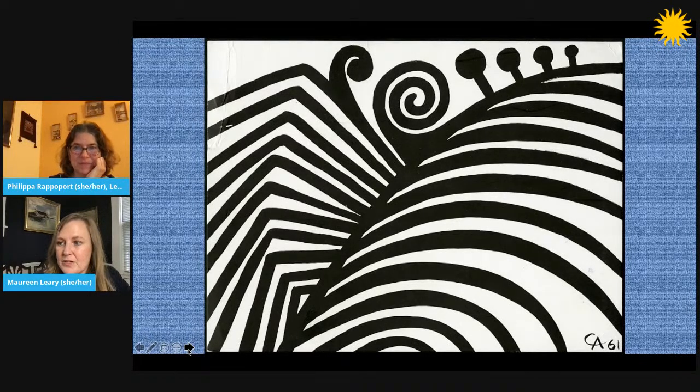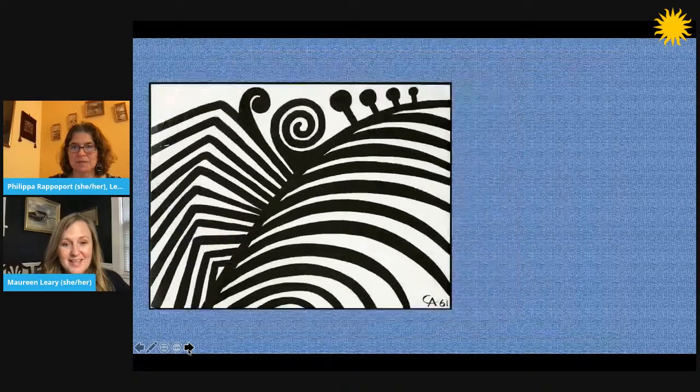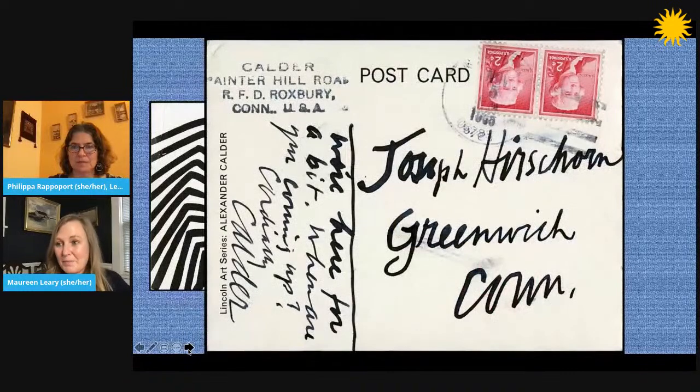So there's no title for this artwork given, but it's a really fun shape that could be a lot of things. And what I find really cool about this postcard is that it was sent by Alexander Calder to Joseph Hirshhorn, who is the founding donor of the Hirshhorn Museum, which is the part of the Smithsonian where we have Calder's work in the collection.